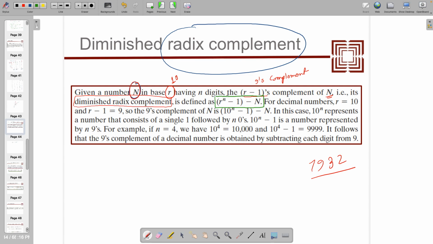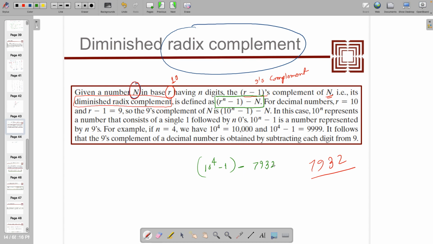This is radix with whatever the number of digits you have, all of them. Let's assume that in this case, 10 raised to 4 minus 1 minus 7932, that is going to be 9's complement. Do you follow, or difficult? Okay. Yeah, at the back, the pink t-shirt. Yeah, you followed or no?